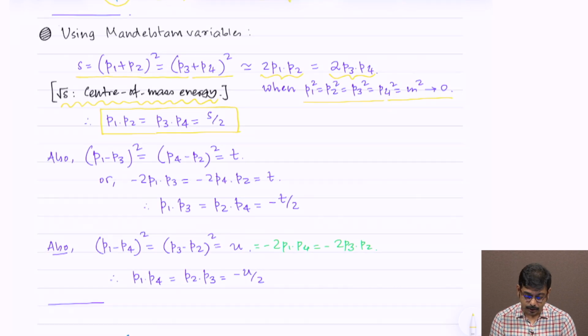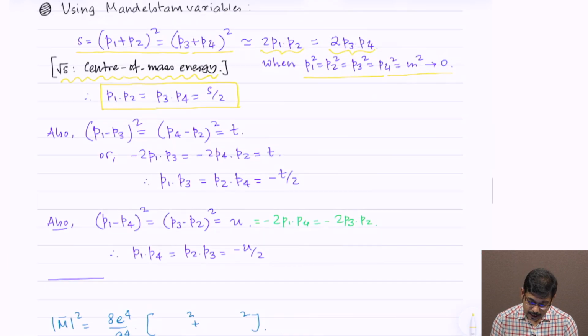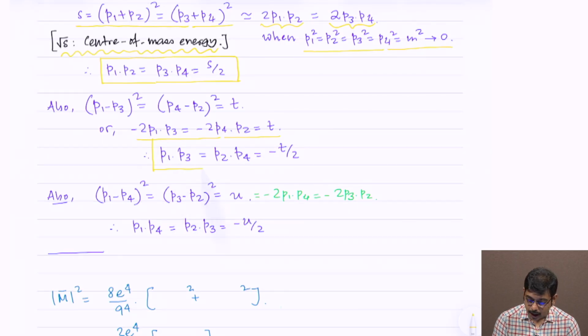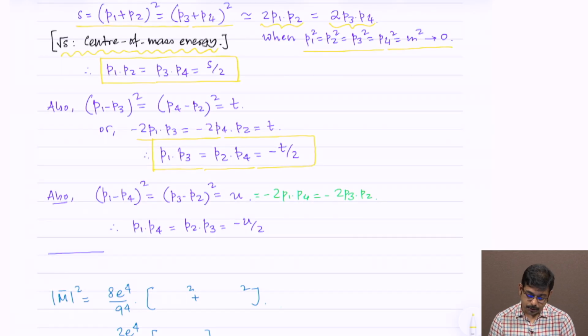Similarly, now let us construct the other Mandelstam variable, which is T, which is defined by (P1 minus P3) whole square, which is (P4 minus P2) whole square. So therefore, once again, minus 2 P1 dot P3, which is equal to minus 2 P2 dot P4, is equal to T, which gives rise to this point that P1 dot P3, which is equal to P2 dot P4, is equal to minus T by 2.